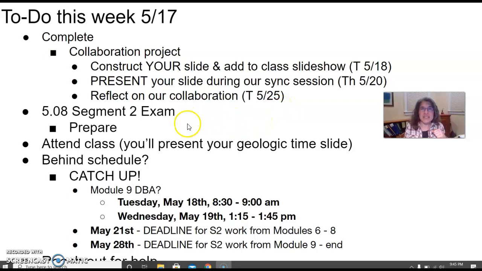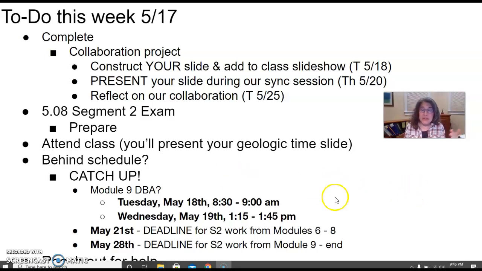Second job is to continue and to start preparing for your segment 2 exam. So you'll see preparation there. Your easiest first step, if you haven't done this already, is going to be to organize your notes and assignments and quizzes and tests so that you have them organized by module. Third job is to attend class, so make sure that you're there and present, ready both to present and to be a good audience member for our presentations.